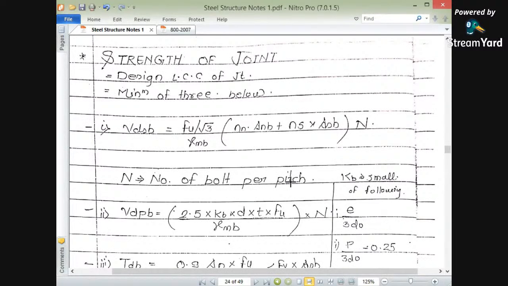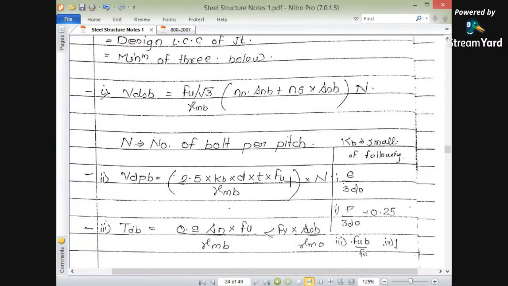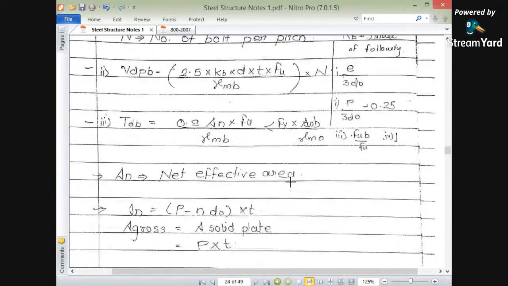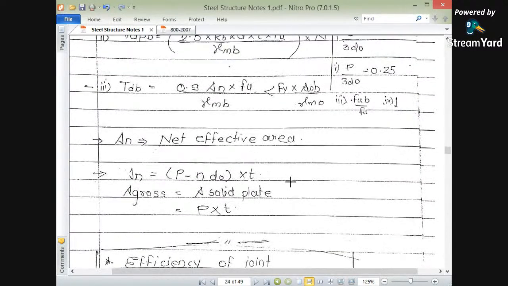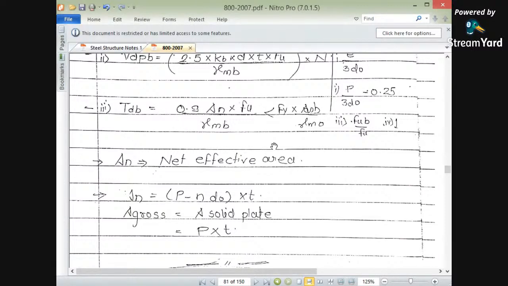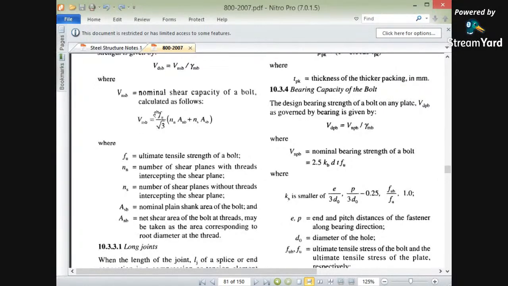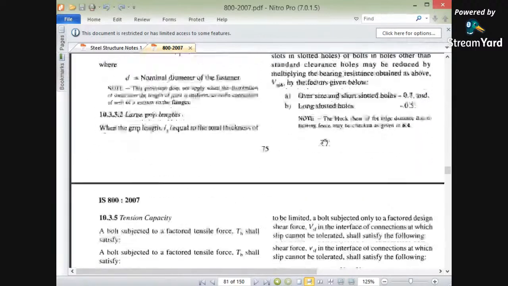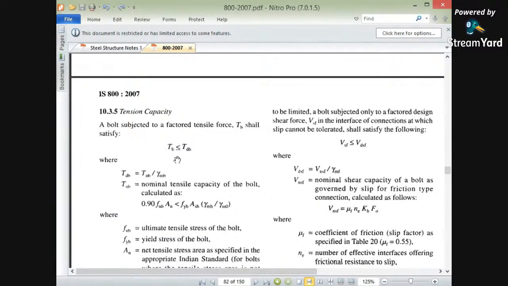The strength of the joint is nothing but the design strength of the joint, the minimum of three values. The first value is the shearing strength of bolt, next is the bearing strength of bolt, and the third is the tensile strength of bolt, the tension capacity, which is mentioned on page number 76 of IS 800:2007. What is the formula for the tensile strength of bolt?